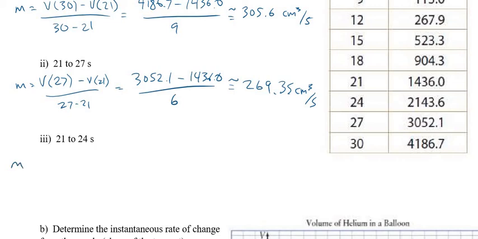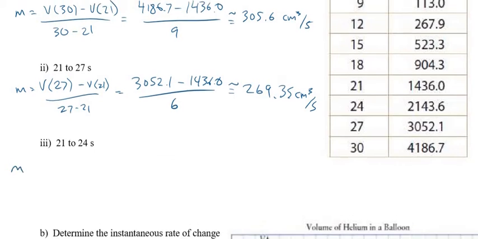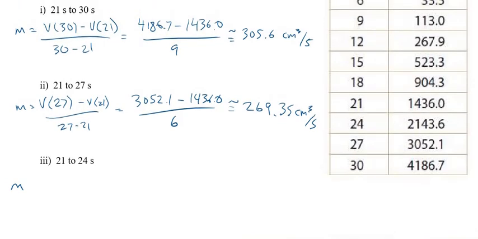So now we're going to look at 21 to 24 seconds. You're probably noticing, by the way, that every single time the 21 stays the same, but the second number, the end of our interval, is getting a little bit closer to 21. Our numbers are getting closer together. So hopefully as we do this, we get a slightly more accurate snapshot of what's going on.